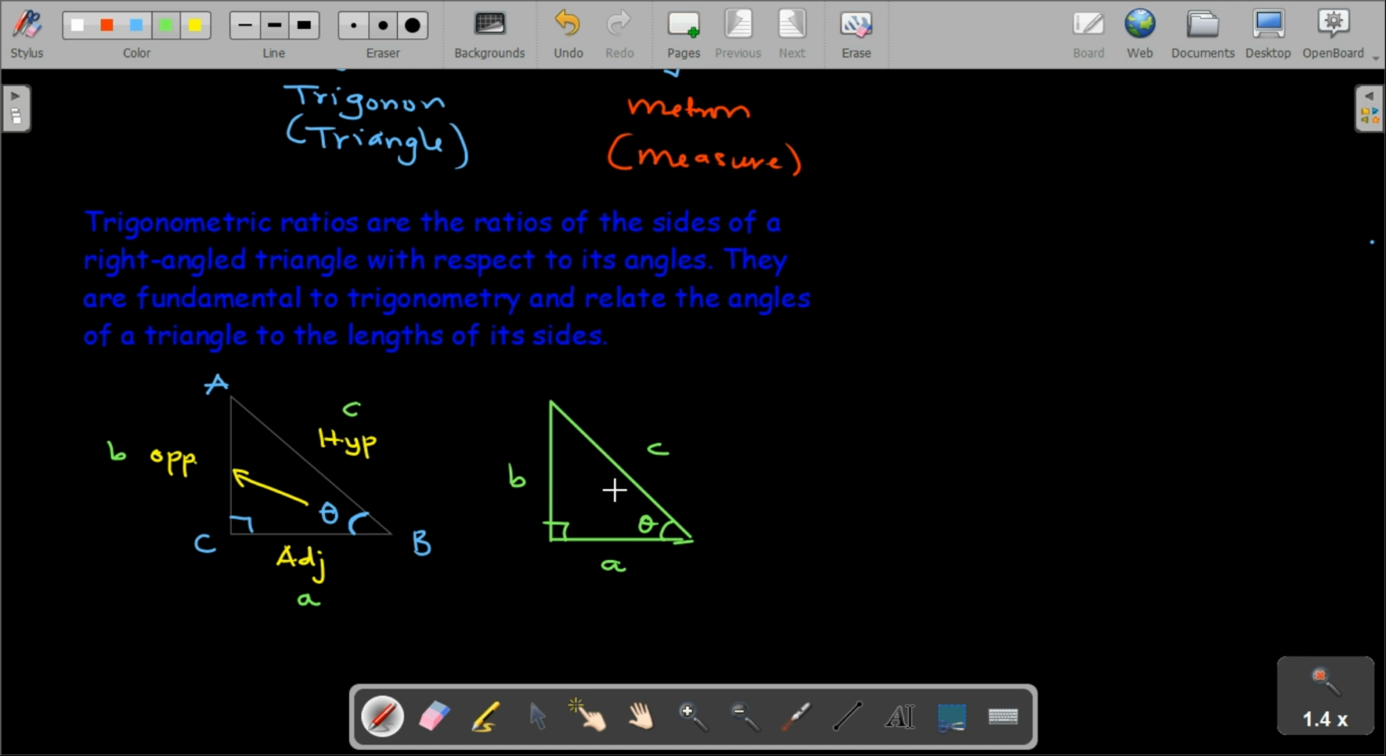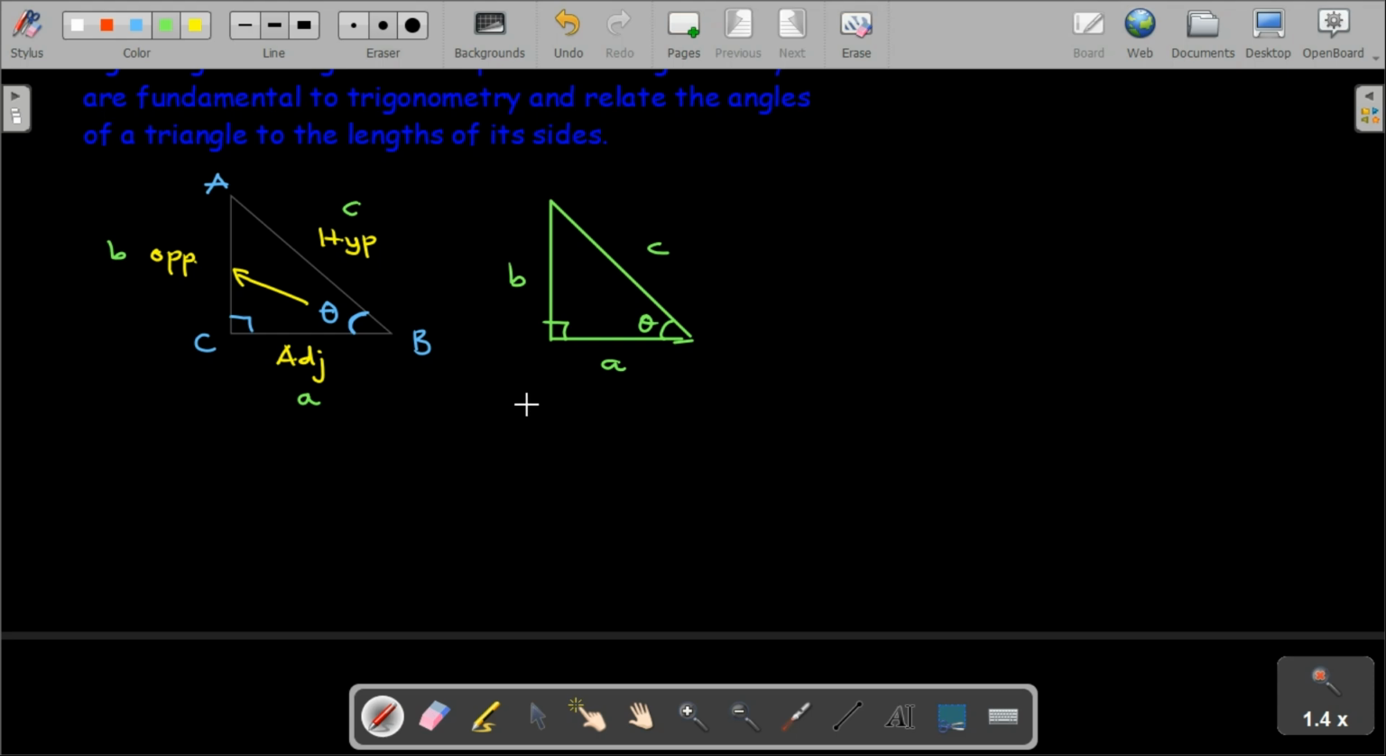Now, there are various possibilities of combination of ratios, okay, that we can obtain from this triangle. Now, the common trigonometric ratio that we are familiar with is the ratio of opposite to adjacent. Okay, we also have the ratio of opposite to hypotenuse and the ratio of adjacent to hypotenuse. Right? Now, the ratio of opposite to adjacent is commonly known as the tangent of the given angle.